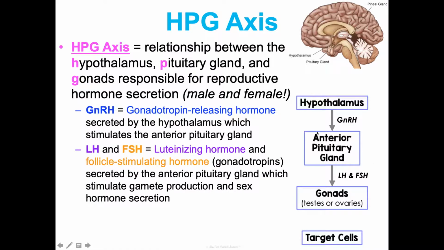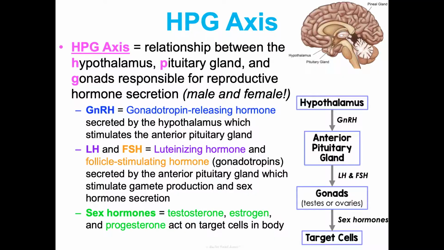This causes the anterior pituitary gland to make gonadotropins, specifically LH and FSH, the luteinizing hormone and the follicle stimulating hormone. So the anterior pituitary gland secretes these, and then this stimulates gamete production and sex hormone secretion, which are going on in the gonads, either the testes or the ovaries. And so then your gonads are going to make and secrete testosterone, estrogen, and progesterone mainly. And then those will act on different target cells in the body to do a bunch of different things.